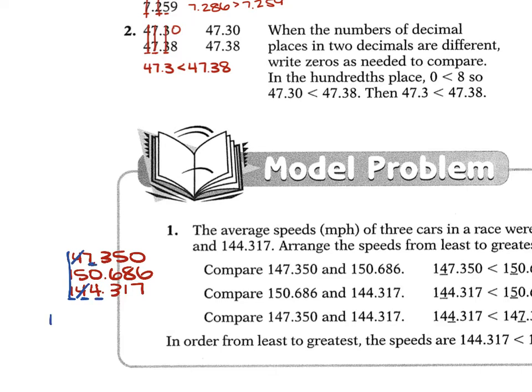So the 144.317 would go first. Then the 147.350 would go next. And lastly, the 150.686 would be put down.